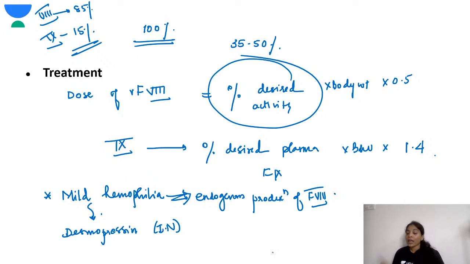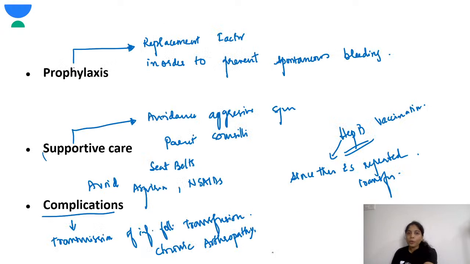Another very important therapy is desmopressin, especially in mild hemophilia, where there is endogenous production of factor 8. Desmopressin is given intranasally in such patients. Then prophylaxis, replacement factor.